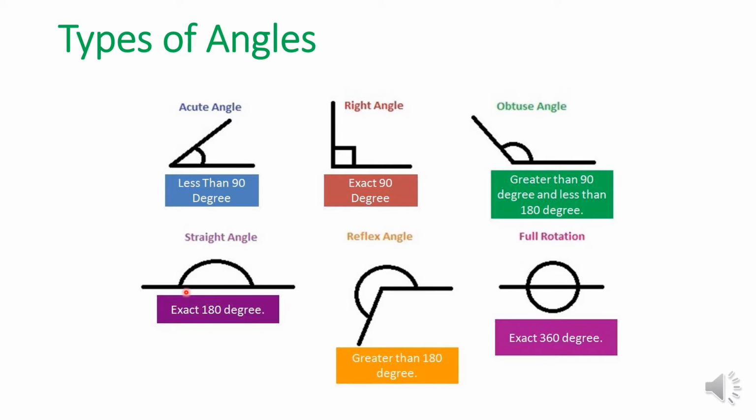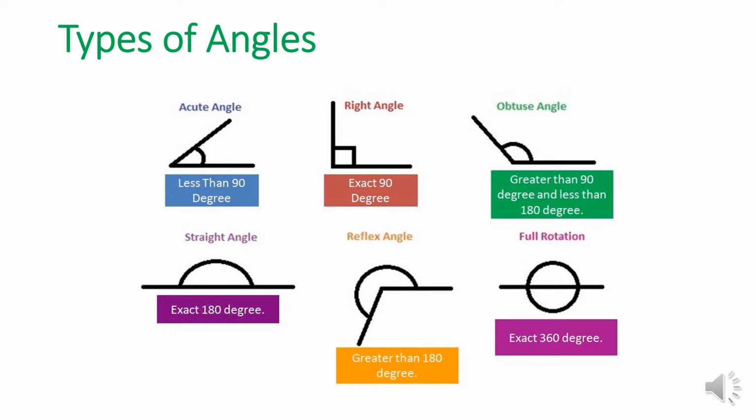A straight angle. An angle of 180 degrees is called a straight angle. A reflex angle. An angle is reflex if its magnitude is greater than 180 degrees but less than 360 degrees. Finally, this is referred to as a full rotation, exactly 360 degrees. Let's move on.